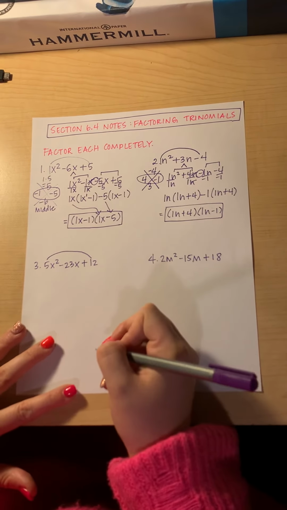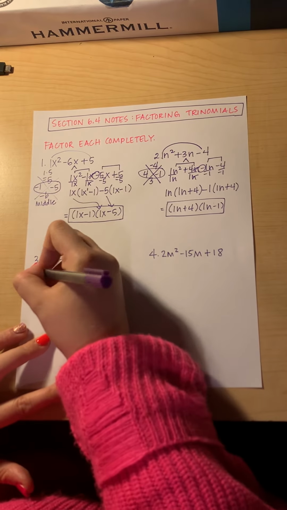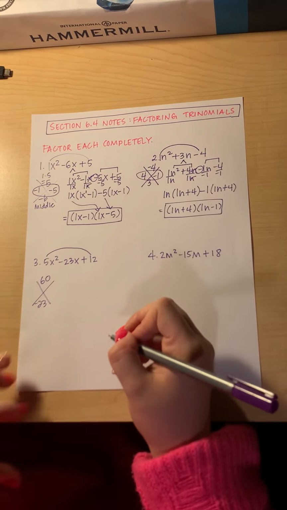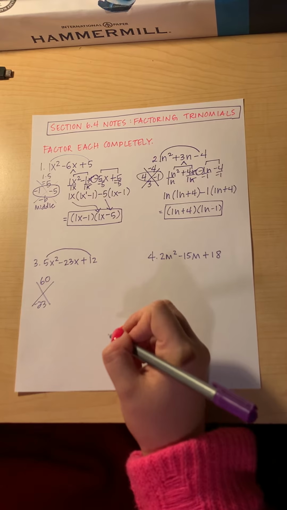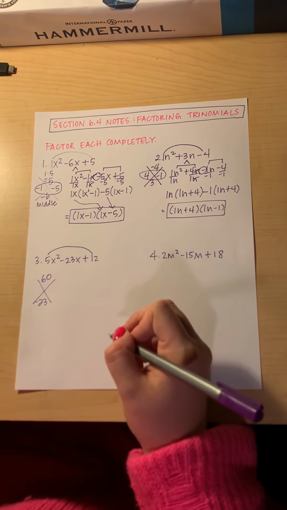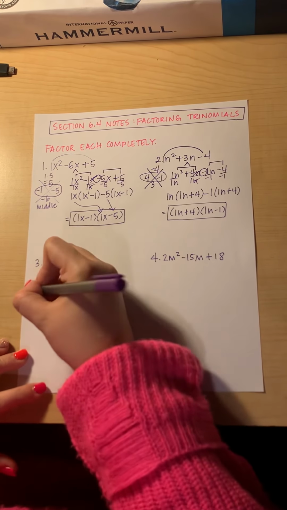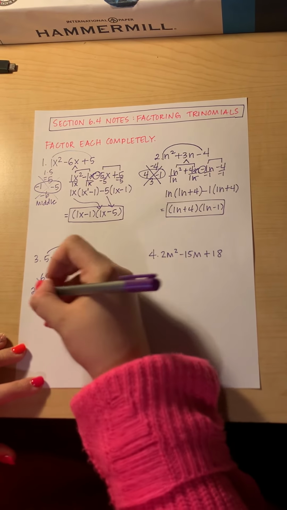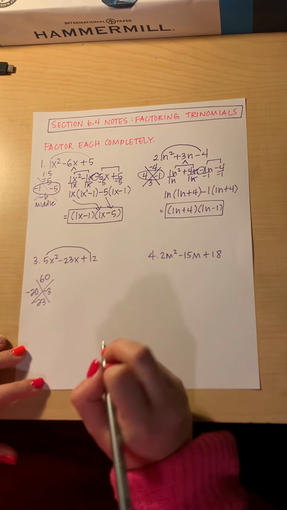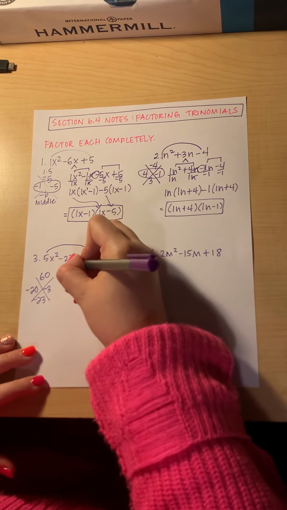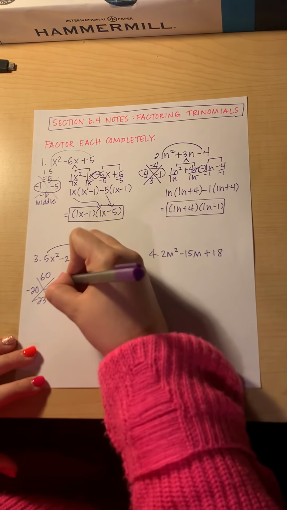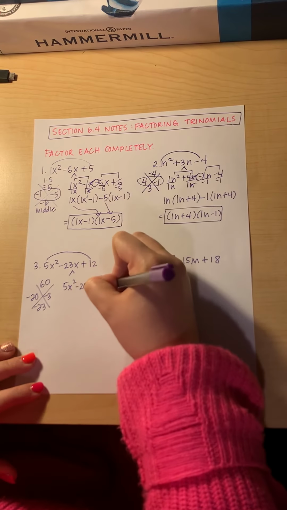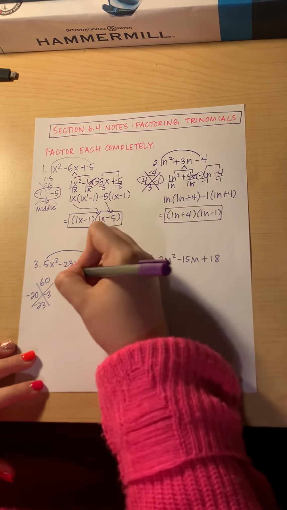I'm going to do 5 times 12. That's 60. And our middle number is negative 23. So we might have to do a little bit of thinking to figure out what two numbers multiply to 60 but add up to negative 23. Well, I know 20 times 3 is 60, but if I need them to add up to negative 23, let's make them both negative. Now let's do our grouping. 5x squared minus 20x minus 3x plus 12.